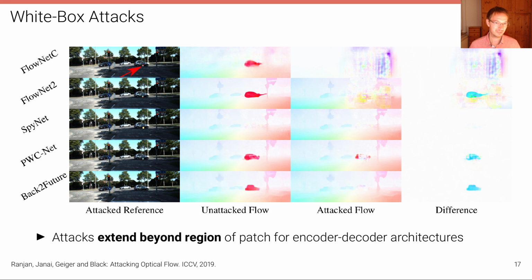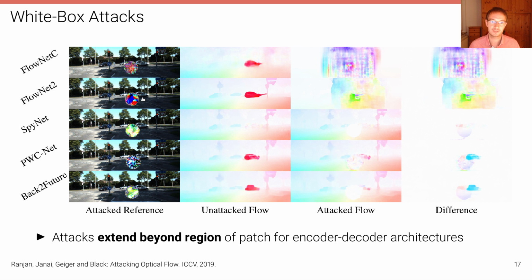And it works. So here we have a very small patch. It's hard to see actually. And each row is a different flow network. And you can see that depending on the type of flow network, we get a stronger or a weaker effect of this attack. In particular, these U-Net type end-to-end models like FlowNetC and FlowNet2 are heavily affected. This is the unattacked flow field, and this is the attacked flow field. This is the unattacked flow field, and this is the attacked flow field. You can see that almost half of the image is corrupted now by the insertion of this little patch. Nothing else has changed. We just changed a few pixels in the image.